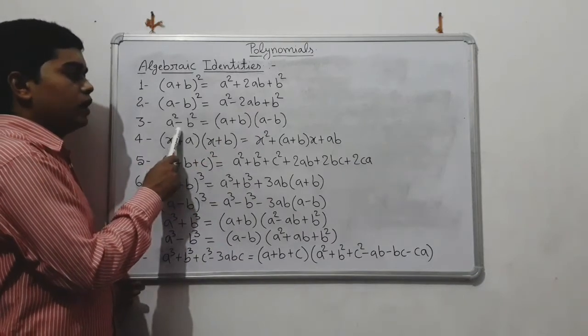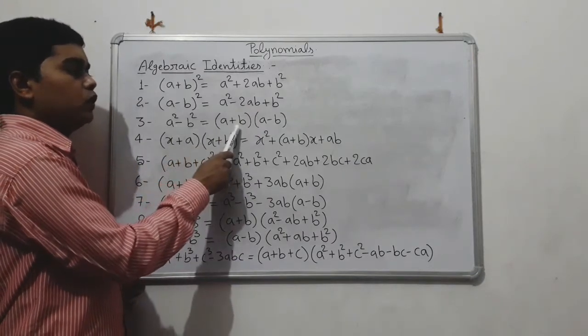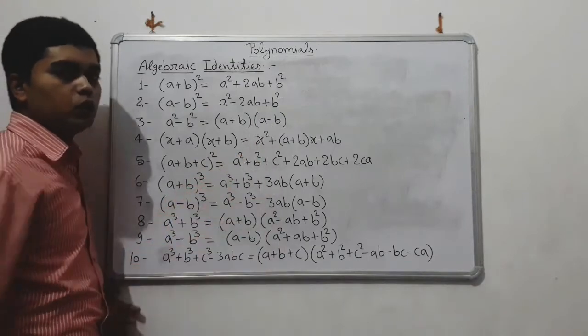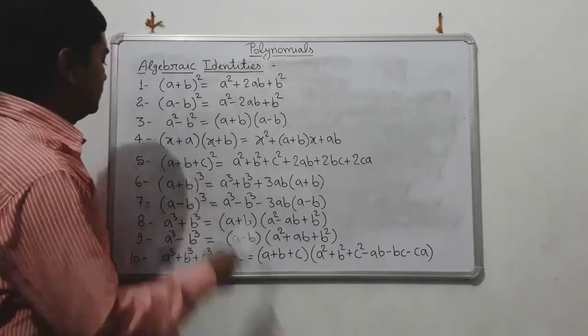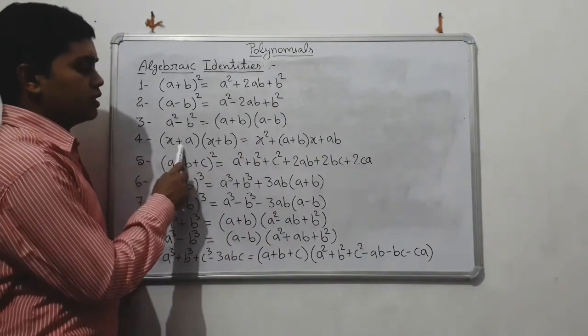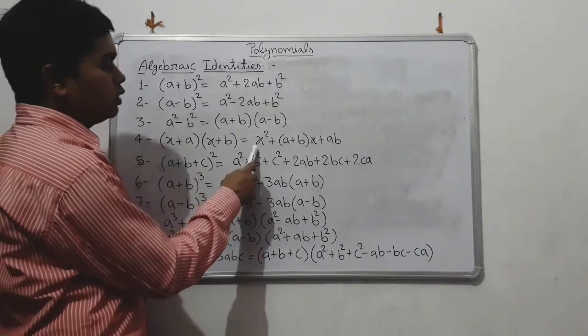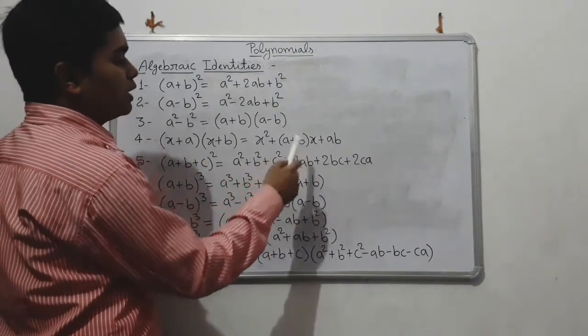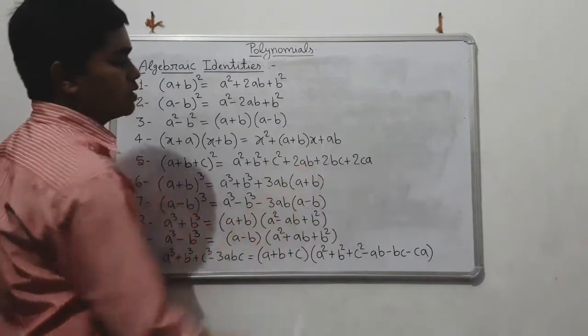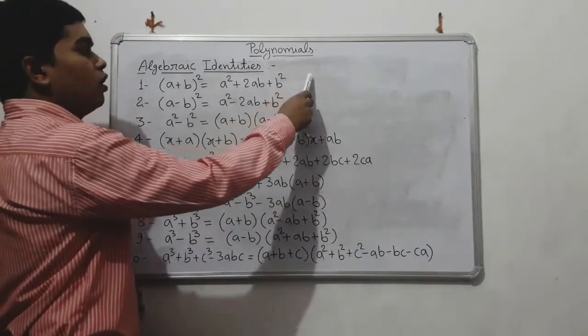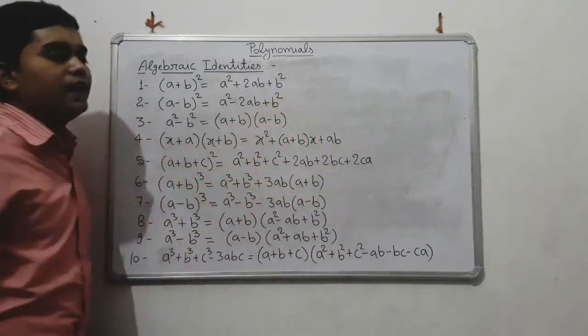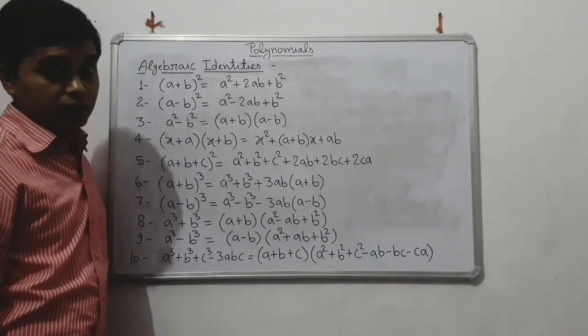Third is a square minus b square. So that is equal to (a plus b) in first bracket into (a minus b) in second bracket. And the fourth one is (x plus a) into (x plus b), which is equal to x square plus (a plus b) x plus ab. Children, we have already studied these four identities in class 8.